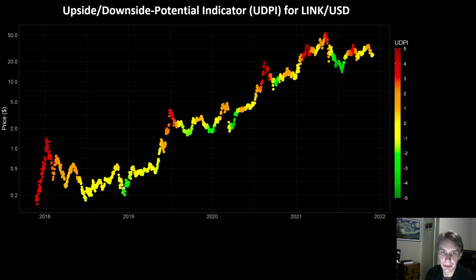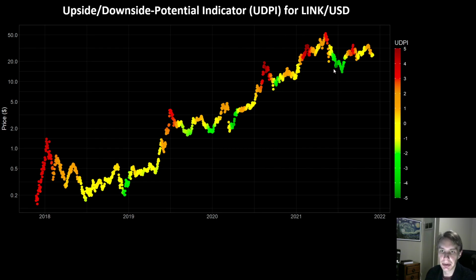And what we talked about in the first video, and what you can see here, is that this model is very good at identifying these low-risk periods in Link's history when acquiring Link has been historically advantageous, as well as these high-risk periods, these tops, where distributing Link or selling out of Link has also been historically advantageous. Those have historically been good take profit zones.